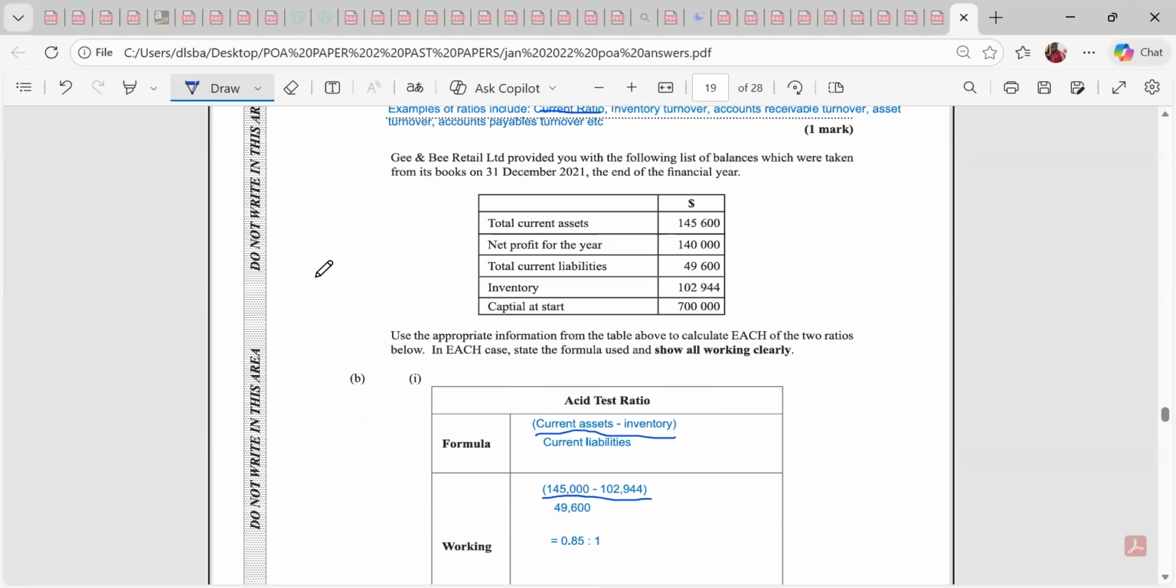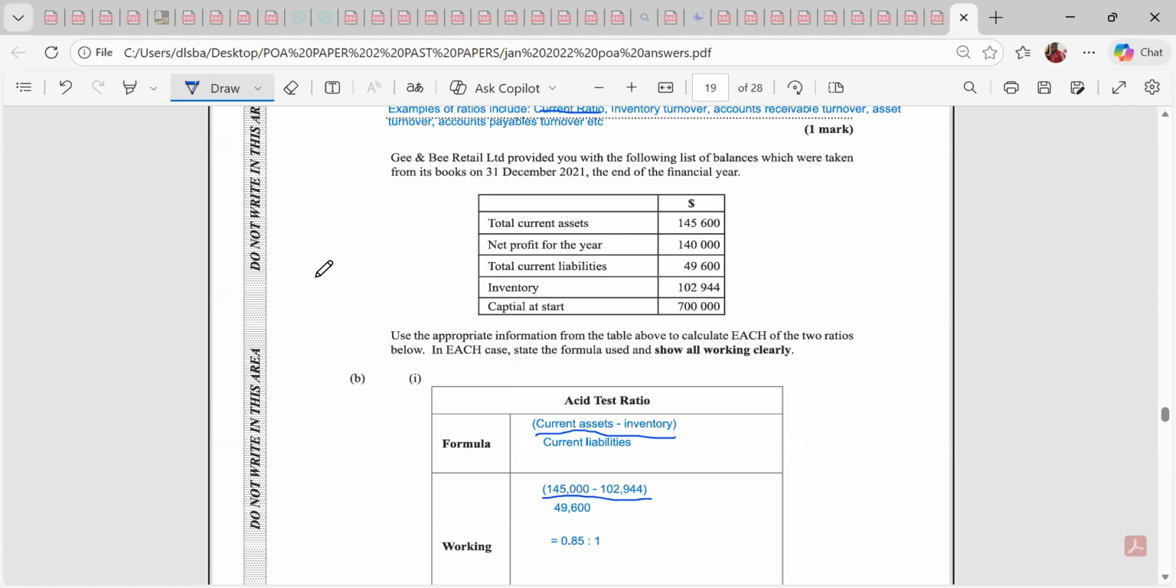G&B Retail Limited provided you with the following list of balances which were taken from the books on the 31st of December 2021 at the end of the financial year. Use the appropriate information from the table above to calculate each of the two ratios below. In each case, state the formula used and show all working carefully.